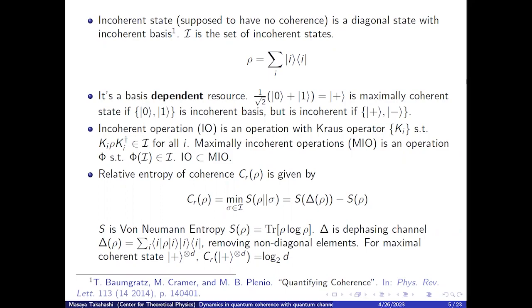And the third one is the relative entropy of coherence, which is a quantifier given by this equation. It is simplified by the von Neumann entropy S. Here, this delta is a dephasing channel, also defined like this. It removes all off-diagonal terms from the state. Here we fix the incoherent basis. For maximally coherent states, if we choose the 0-1 basis, the plus state is maximally coherent, and with tensor d we get log 2^d as the value for the maximally coherent state here.